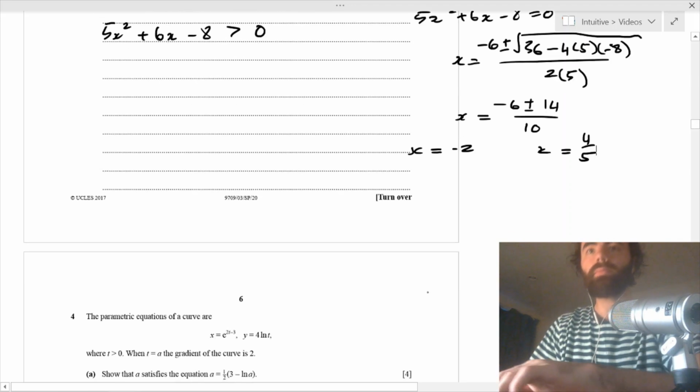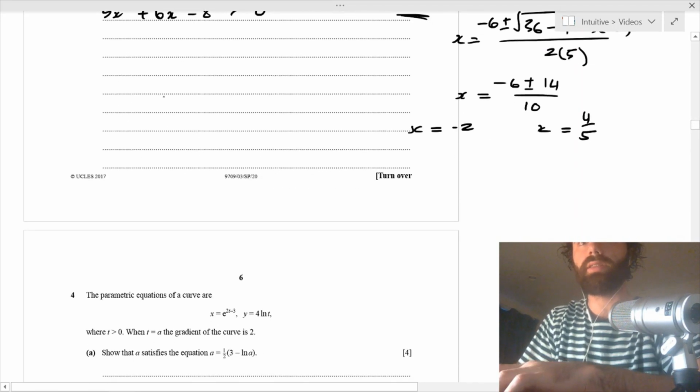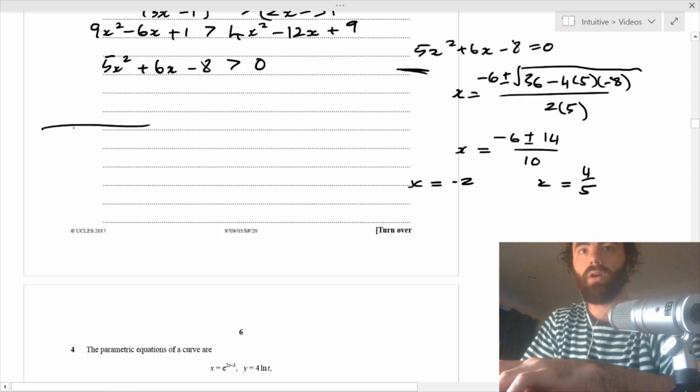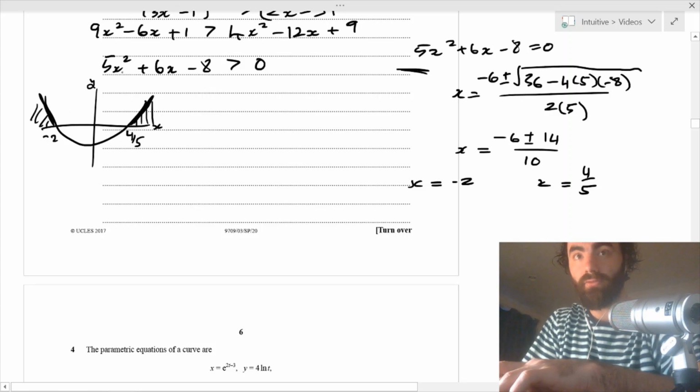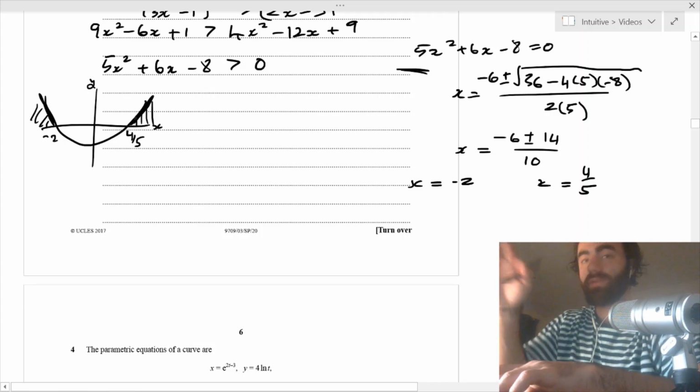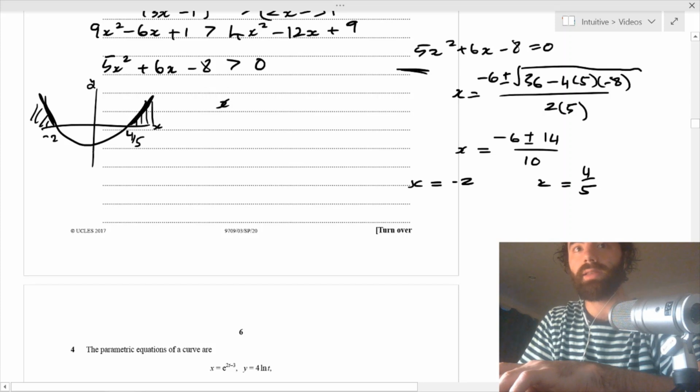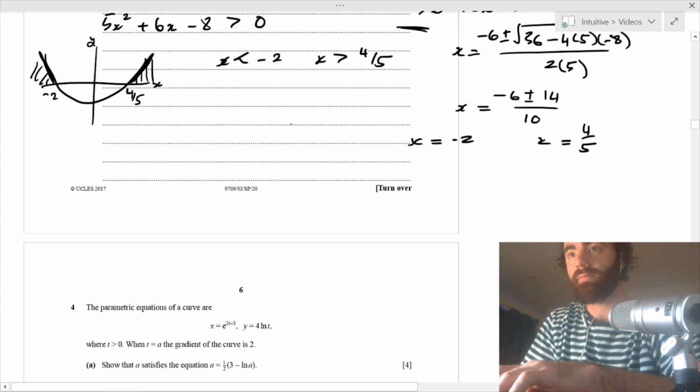So now if we want to know where this thing is greater than 0, well, let's just have a look. The graph will look something like this. This is minus 2, these are roots, and this is 4 over 5. So where is this greater than 0? Well, it's greater than 0 here and here. So that means this thing, 5x² + 6x - 8, that curve is greater than 0 when x is less than negative 2 and when x is greater than 4 over 5.